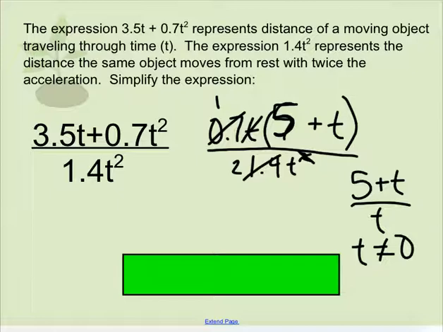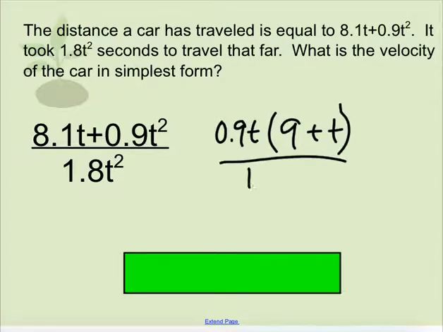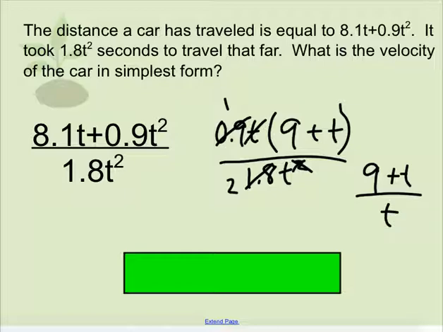All right, 2 more examples on here. Similarly, we are going to look at this one and factor the numerator, and a 0.9t can come out. So we are left with 9 plus t over 1.8t squared. Very similarly, we can simplify: 1 0.9 can come out of 0.9, 2 0.9s can come out of 1.8, and we can simplify the t's to have just 1 t left over in the denominator. So I have 9 plus t over t, so t cannot be 0.